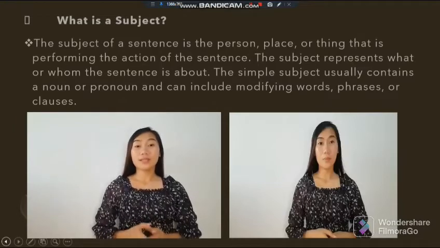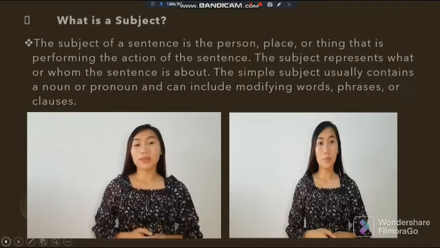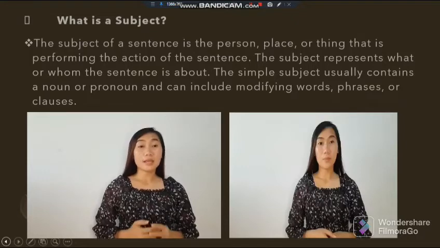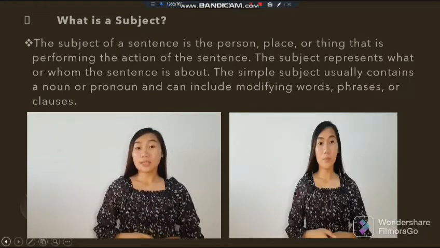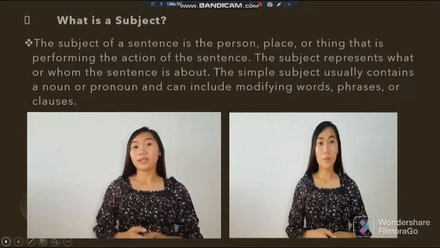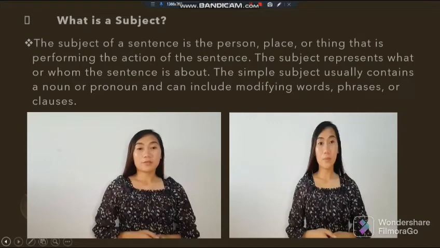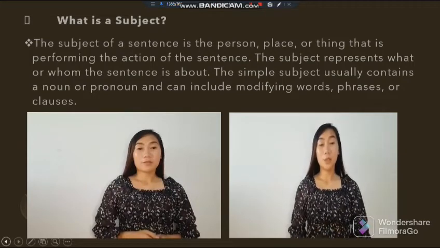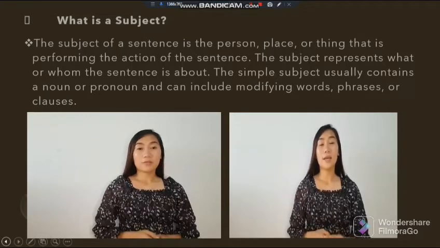First, what is a subject? The subject of a sentence is the person, place, or thing that is performing the action of a sentence. The subject represents what or whom the sentence is about. The simple subject usually contains a noun or pronoun and can include modifying words, phrases, or clauses. For example, the dog barks. In this sentence, the subject is the dog.